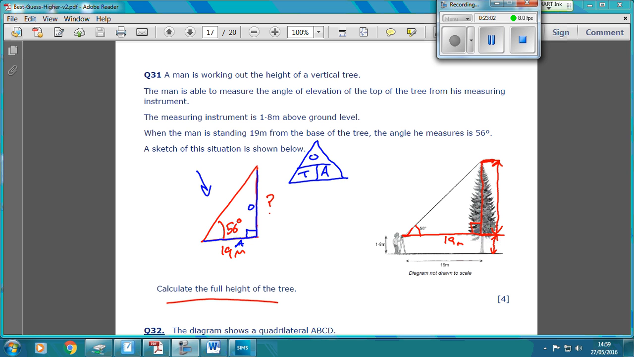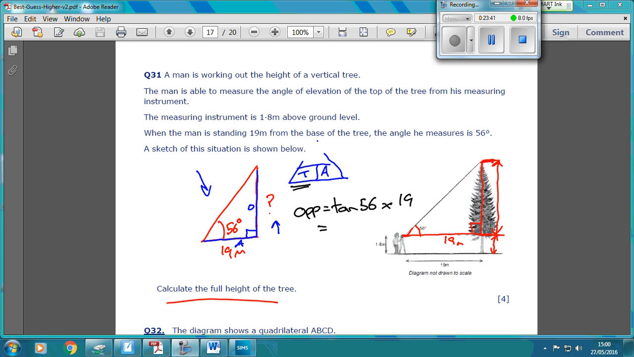Okay, now in this question, we are looking for this side here, which is O. So what we do is we cover up the side that we're looking for. So we cover up O, and we're left with T times by A. Now the reason that it's times is because they're on the same side, so the same level, they're both on the bottom. So it's going to be T times A. So I'm going to write down that the opposite equals T, which means tan. That's going to be tan of the angle, which is 56. Remember, the bottom left-hand corner always relates to the angle. So tan 56 times by the adjacent, which is 19.